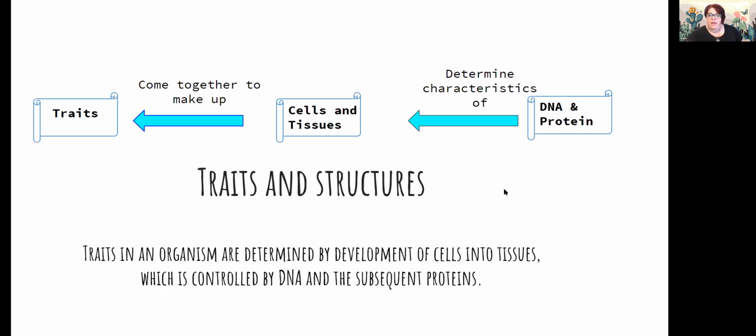Well, when we look at what goes into making traits of an organism, this is really the flow of what happens. So the DNA, which codes for the protein, helps to determine the characteristics of the cells and the tissues in a particular area, and all of the cells and tissues make up a structure or a trait. So the traits in an organism are determined by development of cells into tissues, which is controlled by DNA and the proteins that they code for.